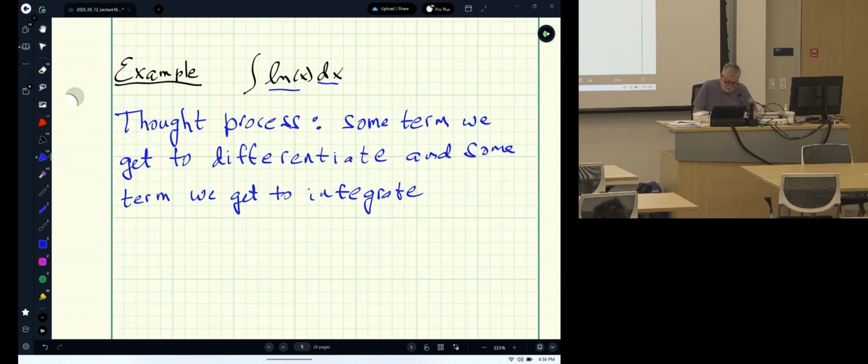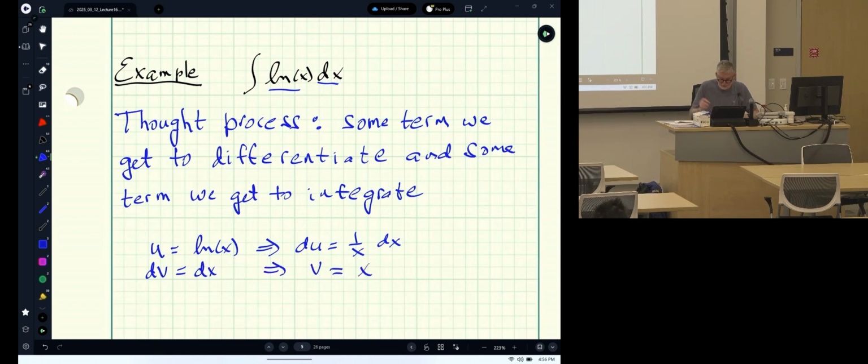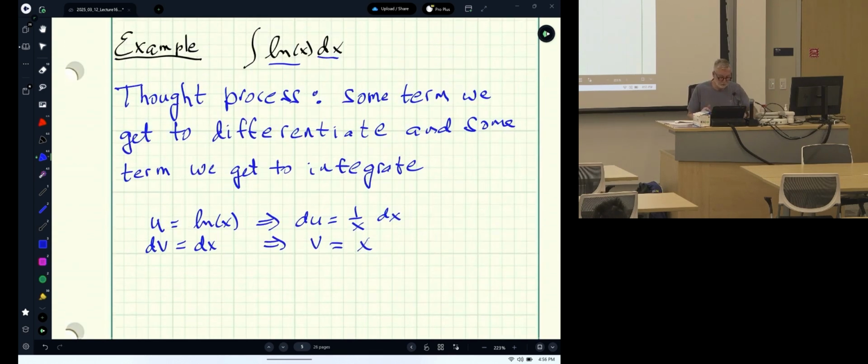And if you look at it, so we let u equal log of x, which implies du equals 1 over x dx, and we let dv equal dx, which implies v equals x. And then it becomes much easier.